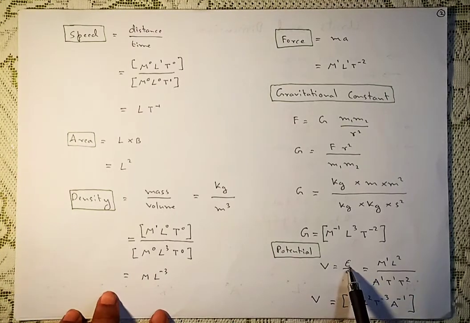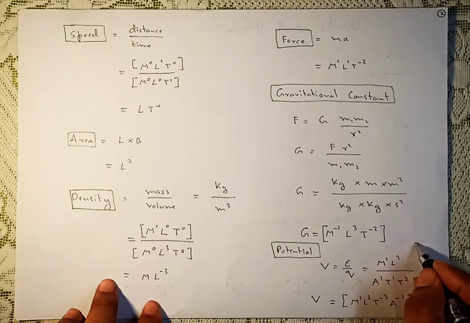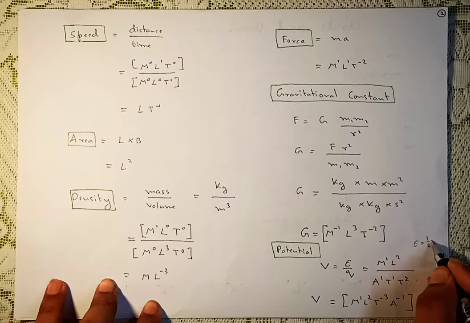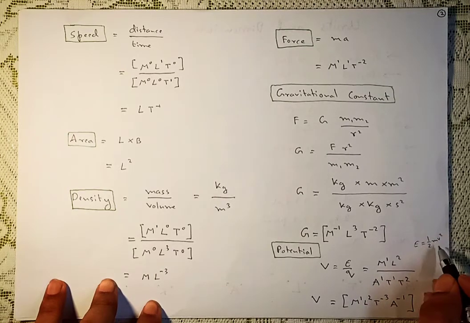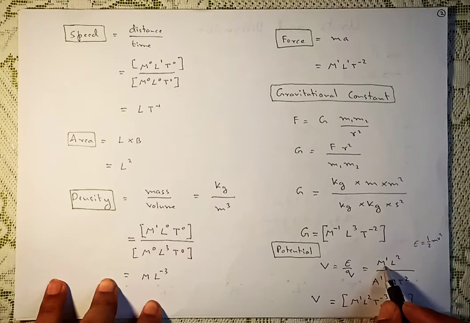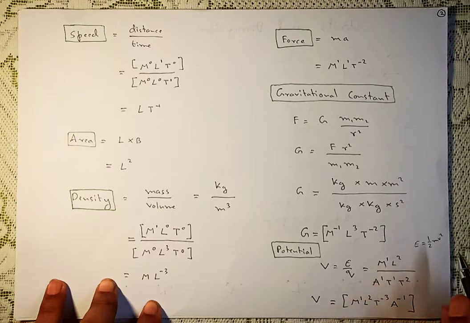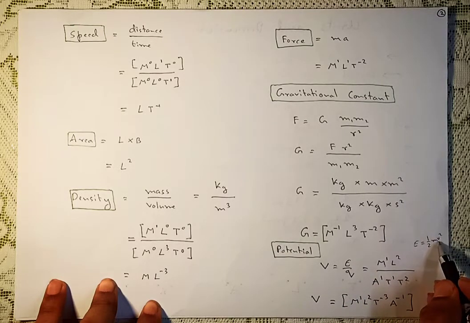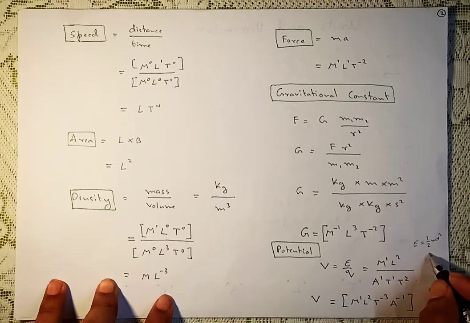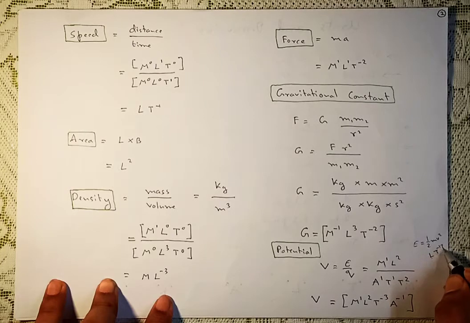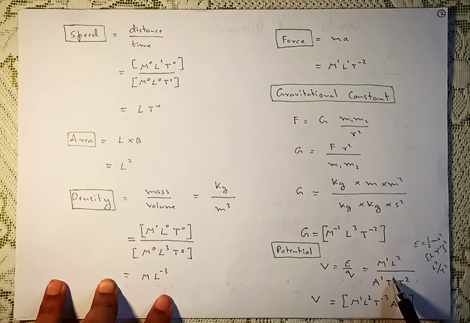Here, E is the energy, Q is the charge. So energy can be written in the form E is equal to half of mv square. This m is mass, and this v square has the dimension of L T inverse whole thing square, and this becomes L square divided by T square.